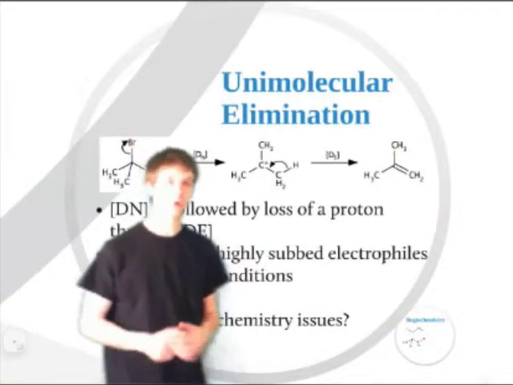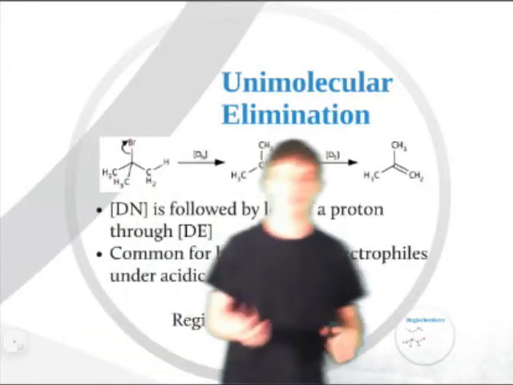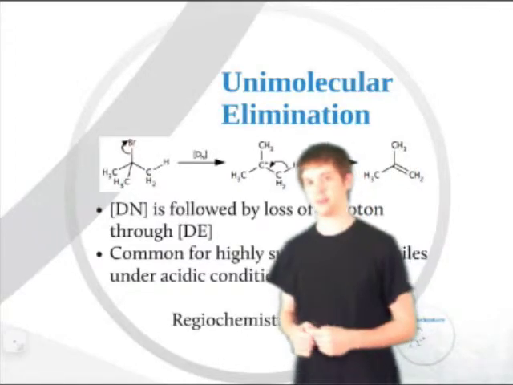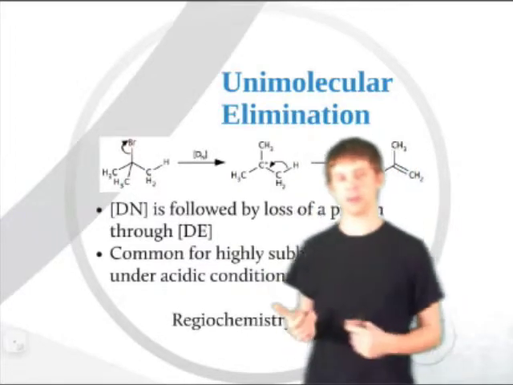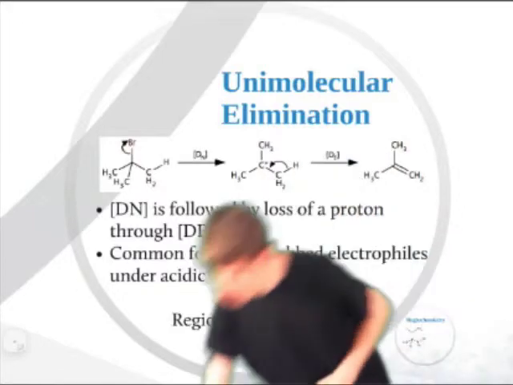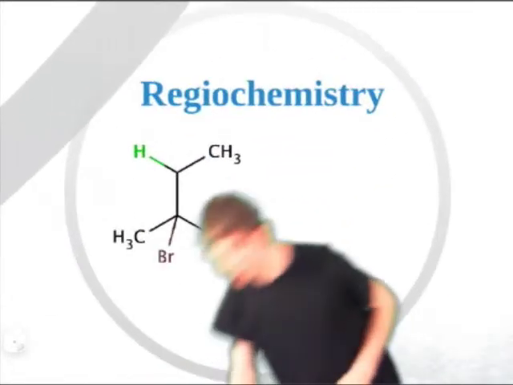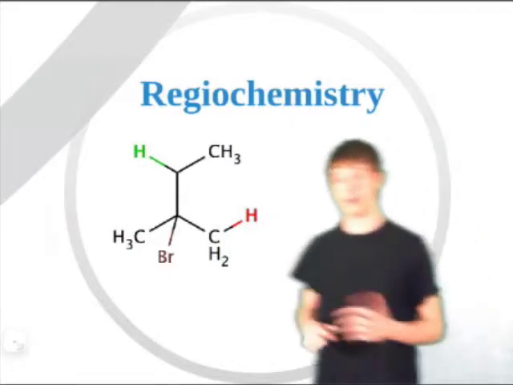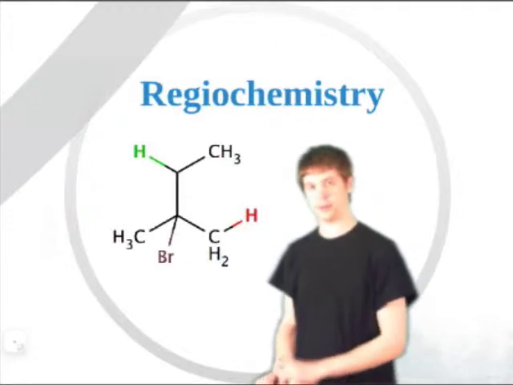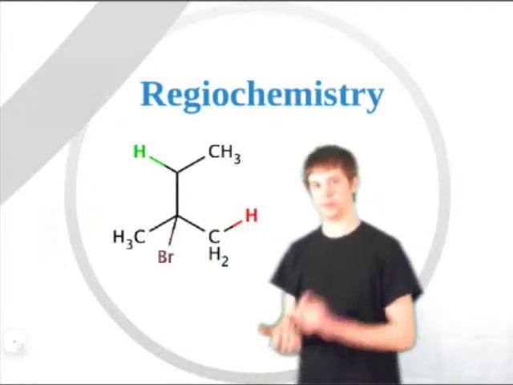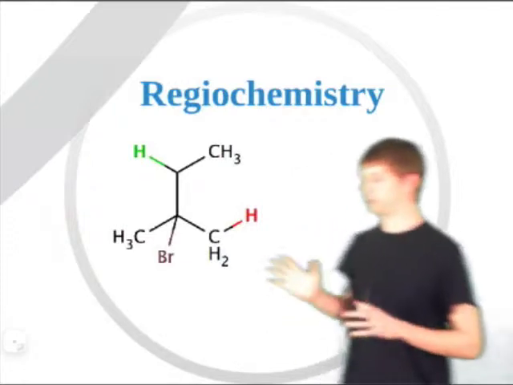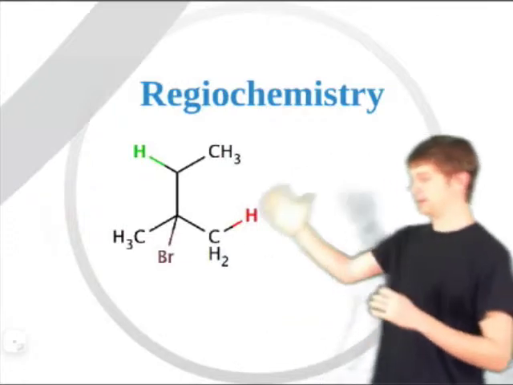But that's not always the case, and this is an issue of regiochemistry. There are different isomers that can potentially form from this reaction, and we want to think about how we can rationally control these isomers and their relative formation. And this goes back to our discussions of kinetics and thermodynamics. So we want to ask, can we use kinetic or thermodynamic control to really influence the direction and the selectivity of the elimination reaction?